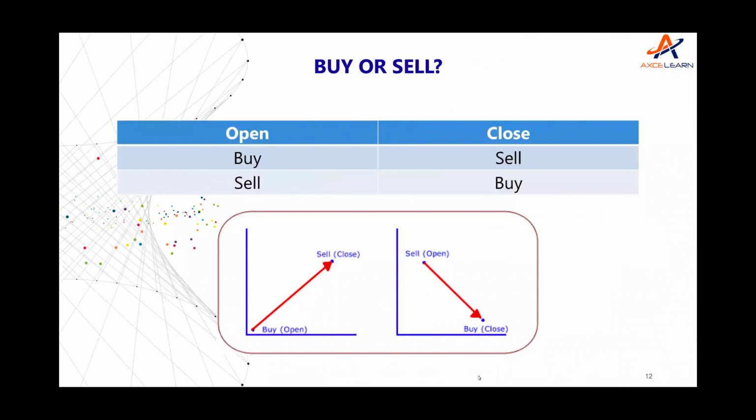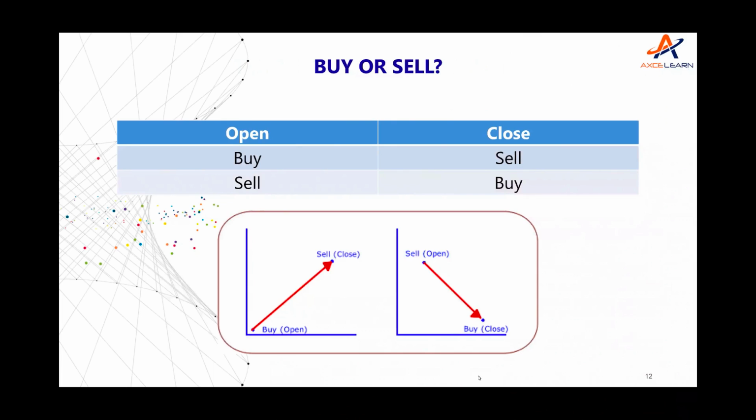Now, how do you buy and close a position? If you start by buying a futures contract, eventually, how do you close it and take your profit? You close it by selling a futures contract. But if you start by selling a futures contract, how do you close it? You buy back at a later stage.